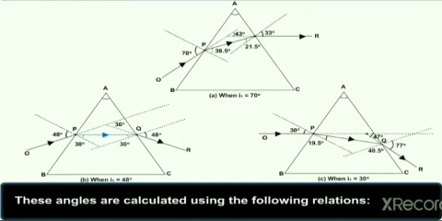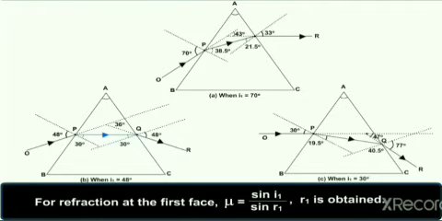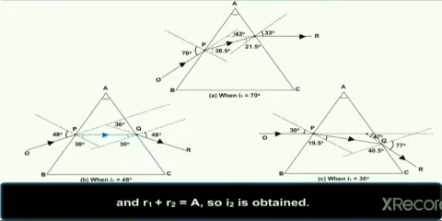These angles are calculated using the following relations. For refraction at the first face, mu is equal to sine I1 upon sine R1, so R1 is obtained. For refraction at the second face, 1 upon mu is equal to sine R2 upon sine I2. And R1 plus R2 is equal to A, so I2 is obtained. Thus delta is equal to I1 plus I2 minus A is obtained.